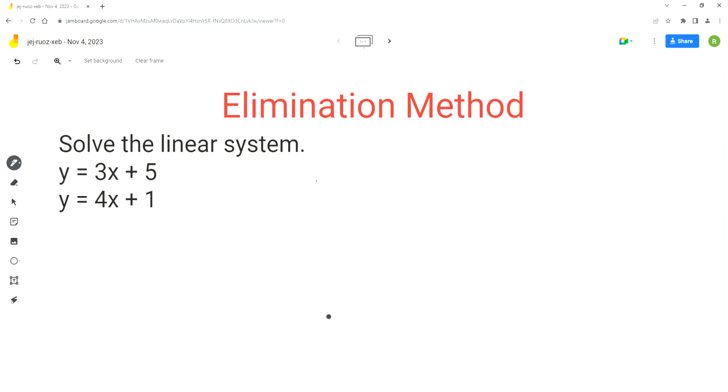Hello everyone. So in today's video, we will solve this linear system using the elimination method. So first, let's go over the basics of the elimination method.